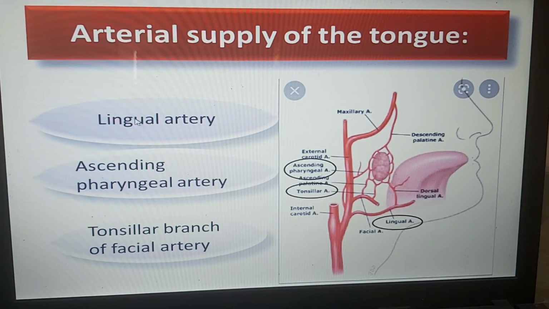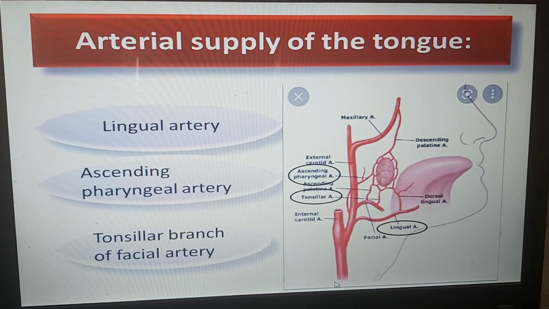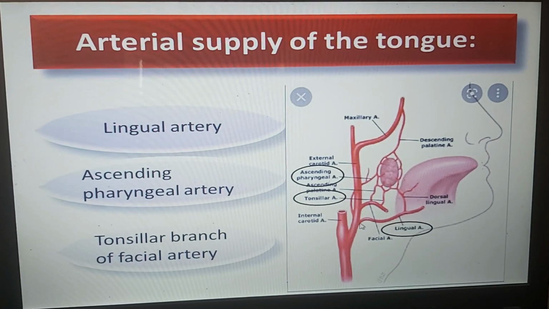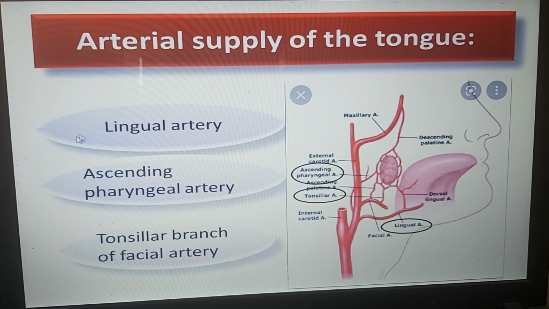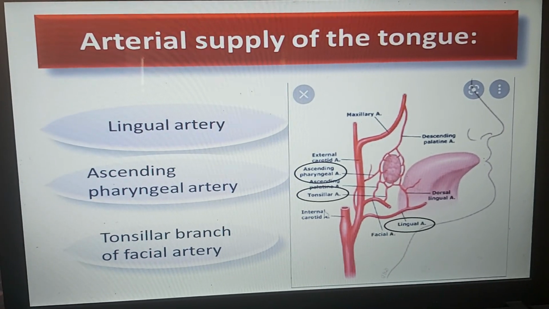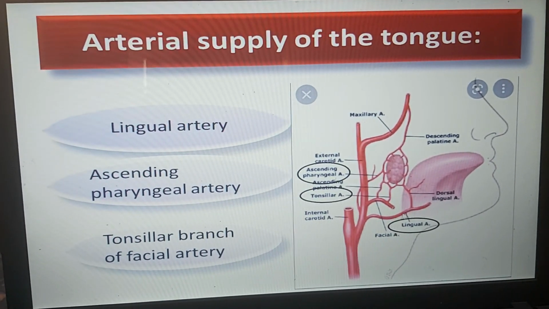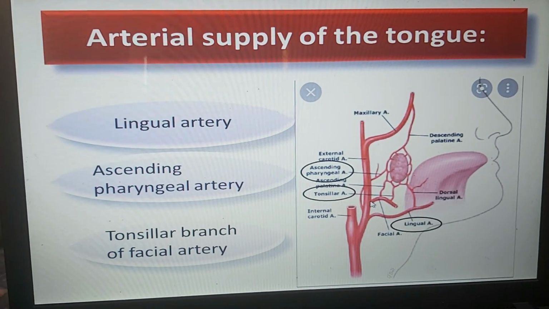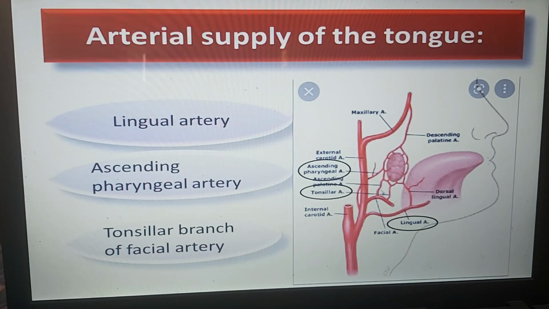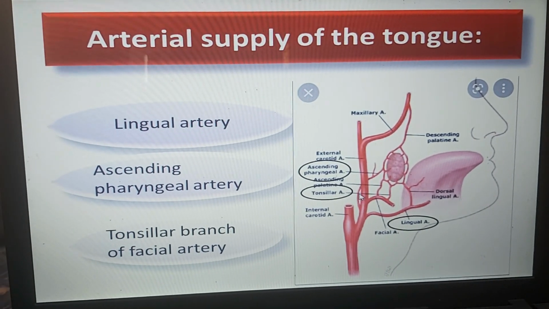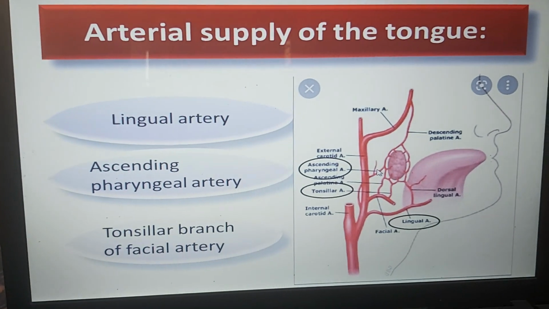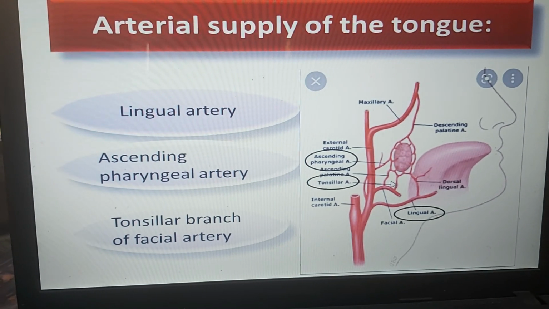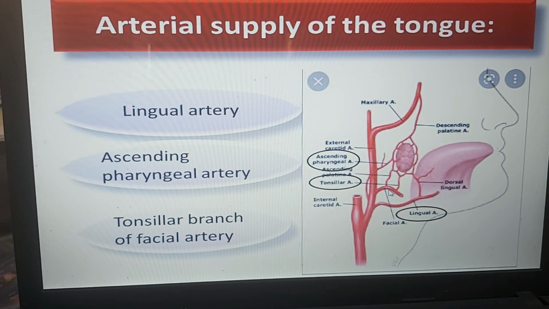Now we're talking about the arterial supply of the tongue. This is the common carotid, and this is the external carotid, and this is the internal carotid. The first branch to the tongue is the lingual artery. This is the lingual artery, which arises from the external carotid. And this is the ascending pharyngeal, and this is the tonsillar artery, which arises from the facial artery.